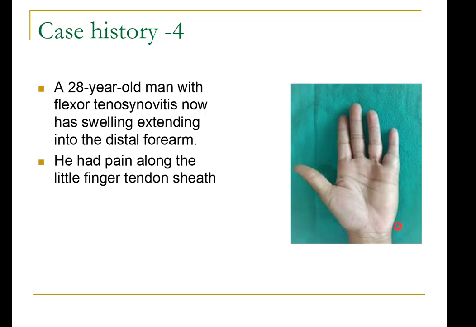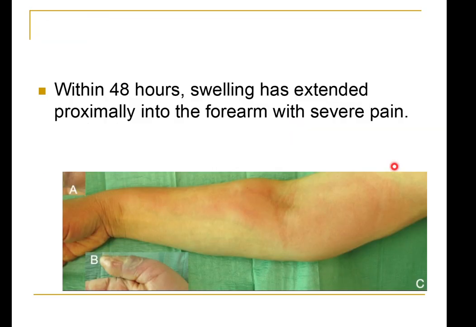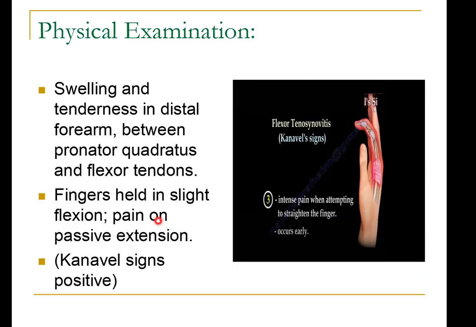Next, coming to case 4, a 28-year-old man with flexor tenosynovitis now has swelling extending into the distal forearm. He had pain along the little finger tendon sheath. Now, within 48 hours, the swelling had extended proximally into the forearm with severe pain, and on examination there was a swelling and tenderness in the distal forearm between the pronator quadratus and flexor tendon. The finger is held in a slight flexion position.